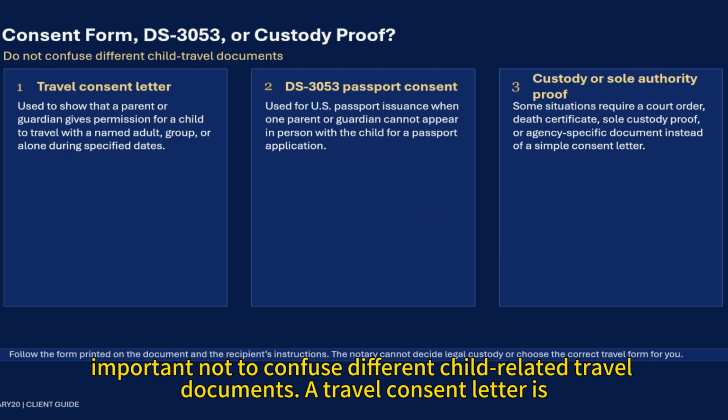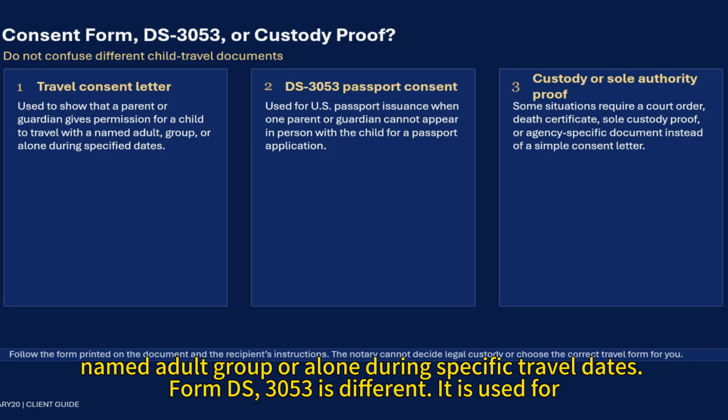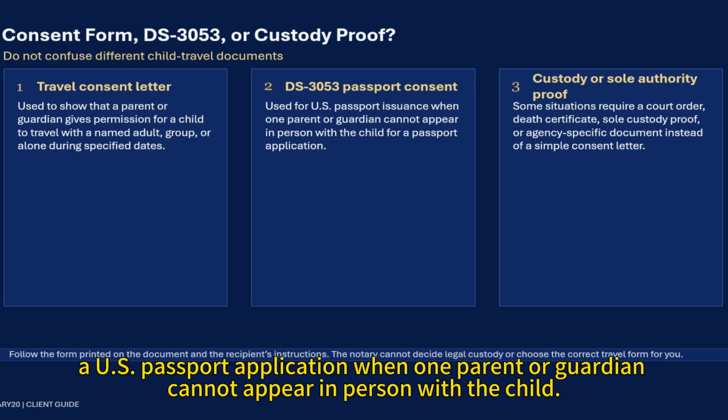A travel consent letter is generally used to show that a parent or guardian gives permission for a child to travel with a named adult, group, or alone during specific travel dates. Form DS-3053 is different. It is used for a U.S. passport application when one parent or guardian cannot appear in person with the child.